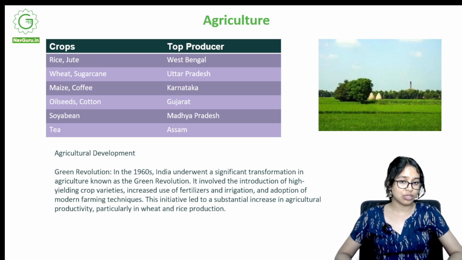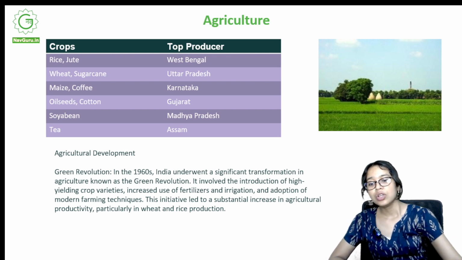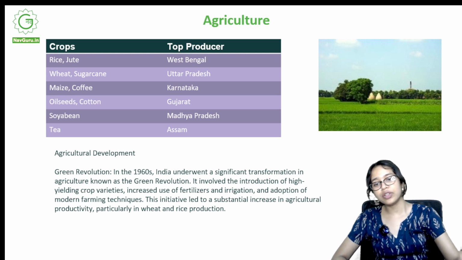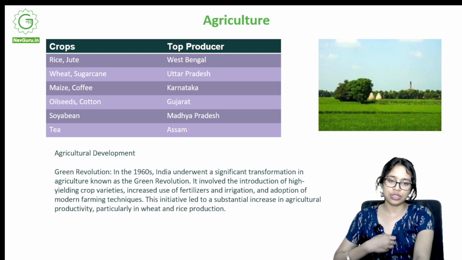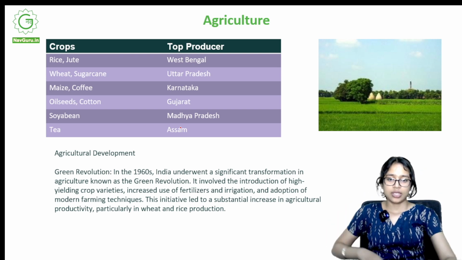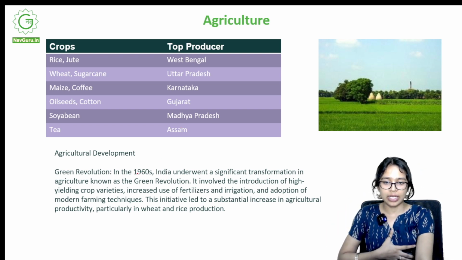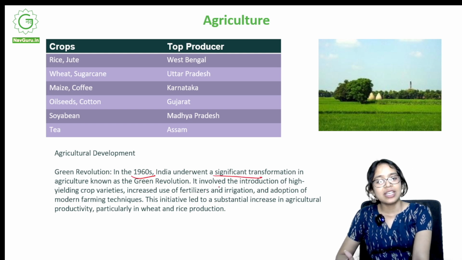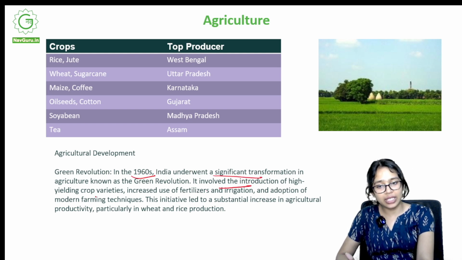This initiative led to a substantial increase in agricultural productivity, particularly in wheat and rice production. So, what was the Green Revolution? The Green Revolution was a movement, a transformation in agriculture, and it took place in the 1960s when India underwent this change. It involved the introduction of high yielding crop varieties.